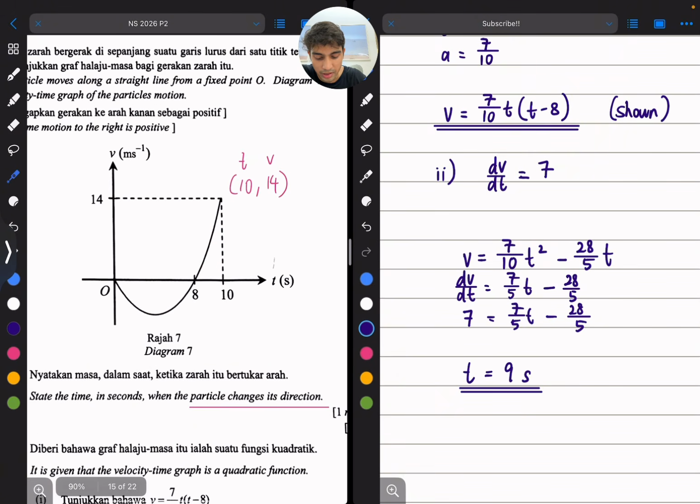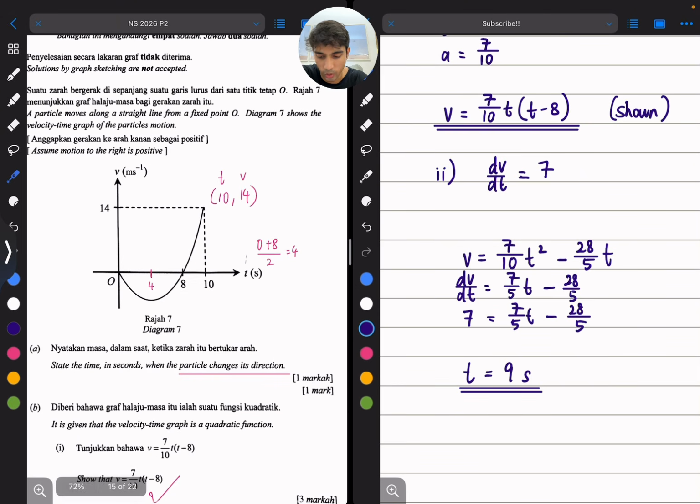But before we find this area, we first need to know what this coordinate is. Okay, since this is a quadratic graph, with roots 0 and 8 here, the minimum point will be at the middle. So 0 plus 8 divided by 2 is 4. So here is 4 seconds. So we need to find the area from 4 to 8, and then the area from 8 to 10, we have to add them up.